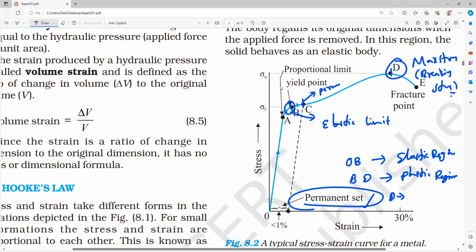After that, if the applied force still increases, then the metal will flow like a liquid. That is, the wire will flow like a liquid; thinning of the wire will take place. And once it reaches the E point, that is the point we call the rupture point. So these are the things we discussed in our yesterday's class.